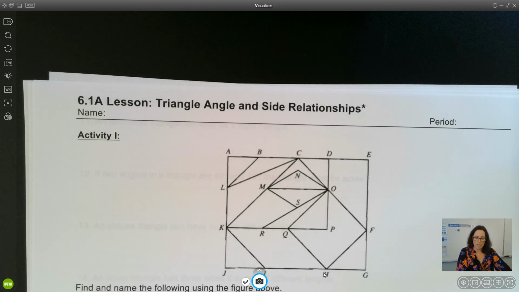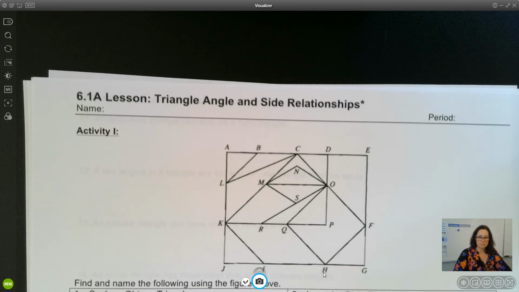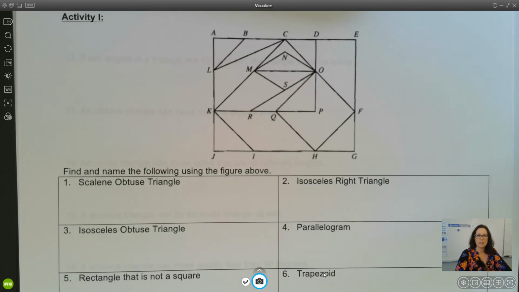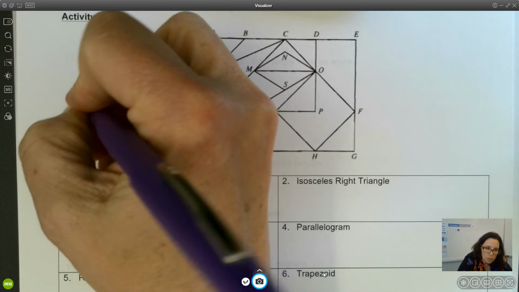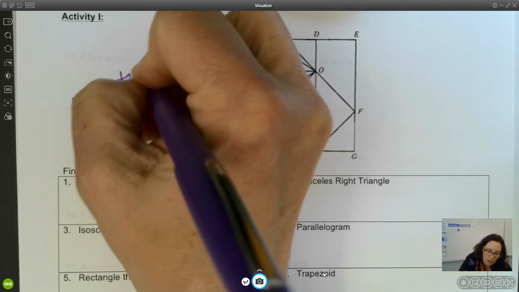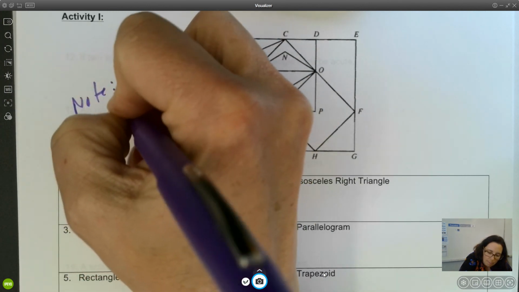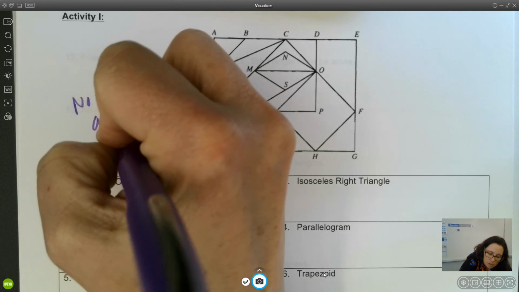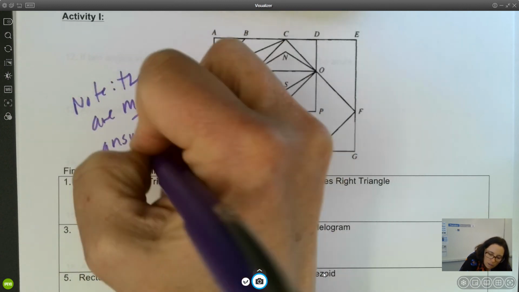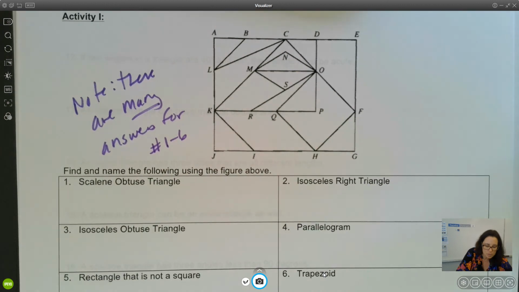Okay, so looking at this diagram, and relating back to our vocabulary, I want to make sure that everybody understands there are many answers for numbers 1 through 6. I'm just going to come up with one for each.